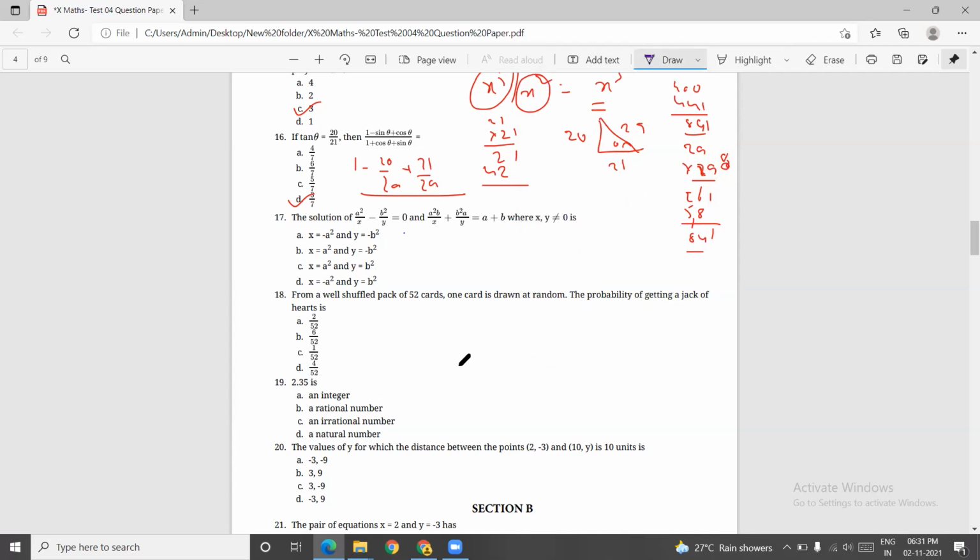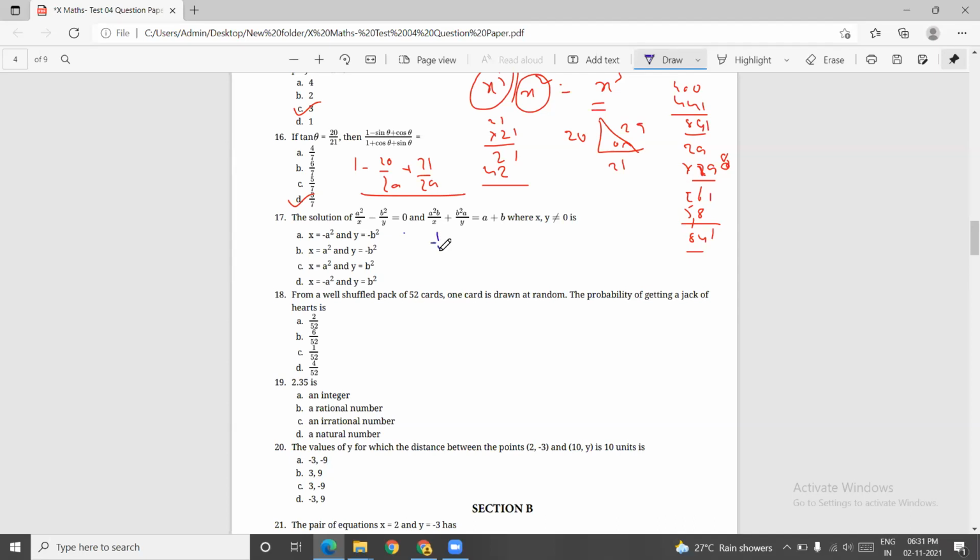a square by x minus b square by y, and a square b by x plus b square a by y, equal to a plus b. And the values of x and y are asked. How to do this question? Anyone having an idea?